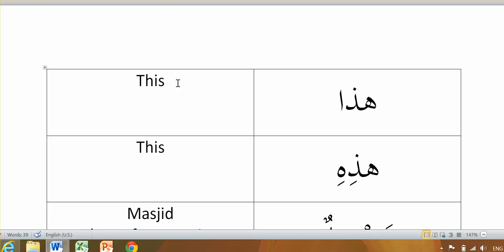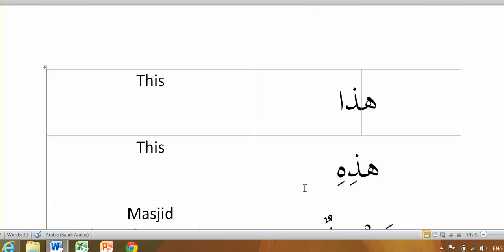The difference between the two is that هذا you use when you're talking about what we call a masculine word, and هذه is for a feminine word. In English, we don't have masculine and feminine words, but in Arabic we do, and you'll see the usage as we go along. So say with me, هذا, this. Now the ha, you have to write an alif above it.